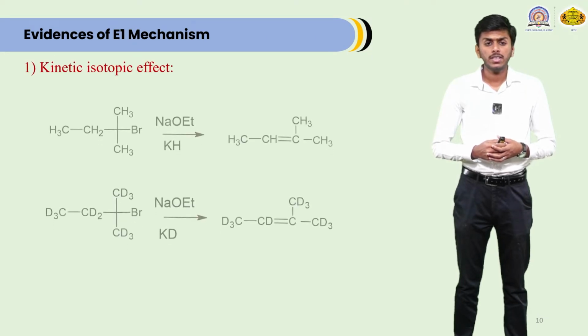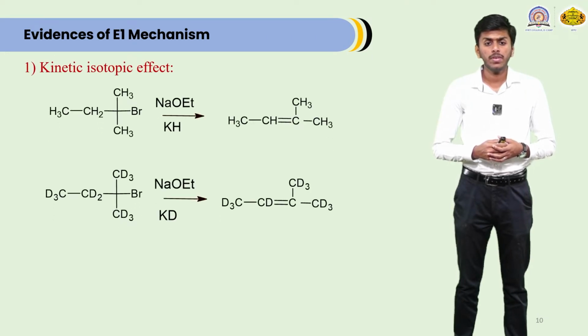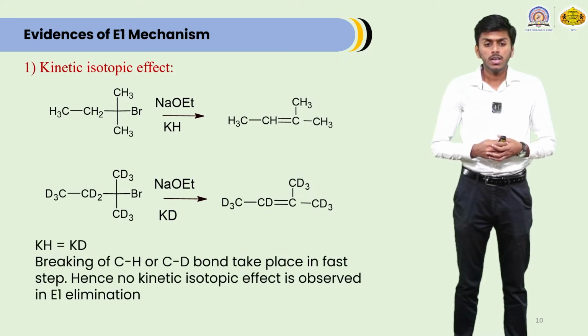Evidence of E1 mechanism. First is kinetic isotope effect. The breaking of C-H and C-D bond takes place in the fast step, hence no kinetic isotope effect is observed in the E1 elimination.